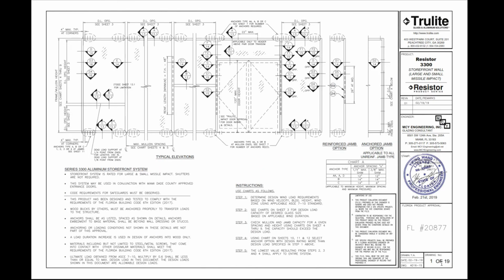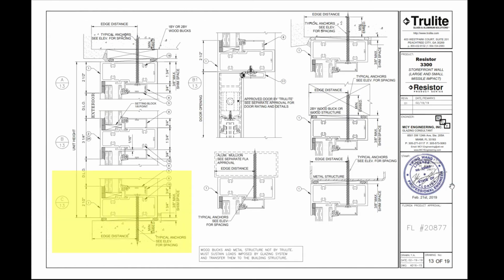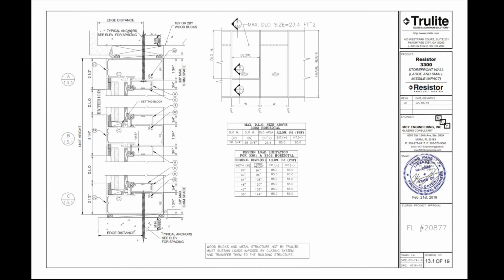Now, of course, we're very interested in what the anchor conditions are. So you can see in the bottom right of the diagram C13 and C13.1. C13 shows us the bottom member of the frame, and there's a screw with a line extending from it. It says typical anchors C elevation for spacing. ELEV is an abbreviation for elevation. And we get the same thing on C13.1.